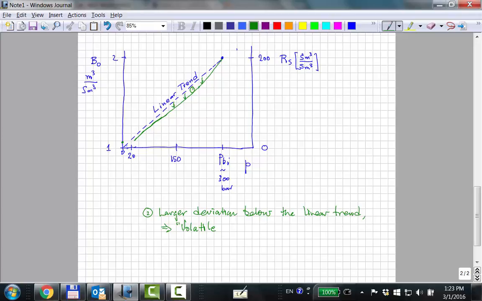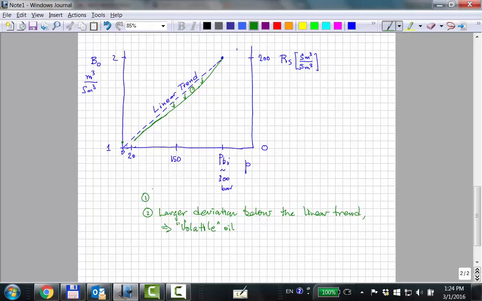Less volatile oil, more volatile oil, okay? So the larger the deviation, the more volatile the oil is. That means gas is coming out of solution faster. For every bar below the bubble point, you get more gas out of solution than if you follow the linear trend. So you get more shrinkage.